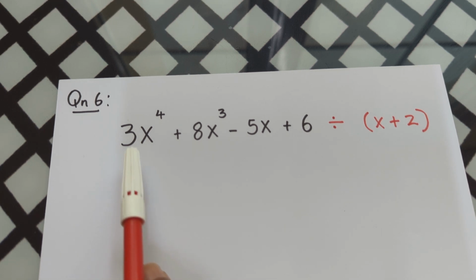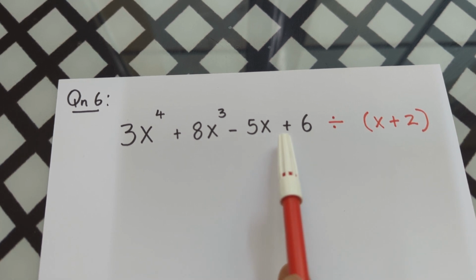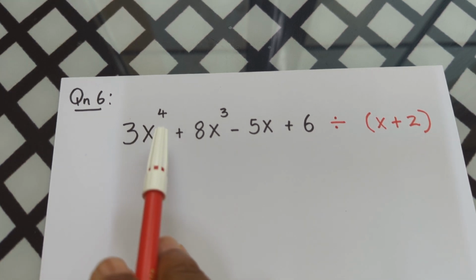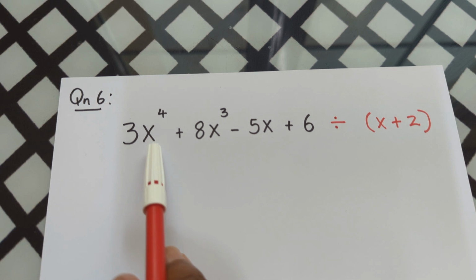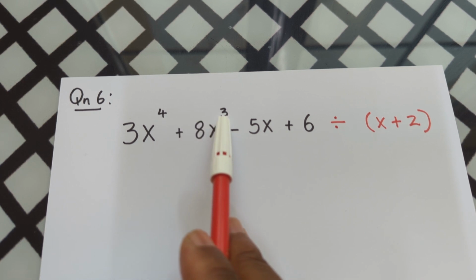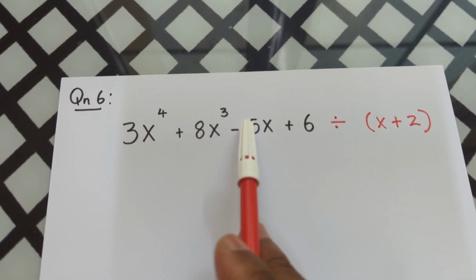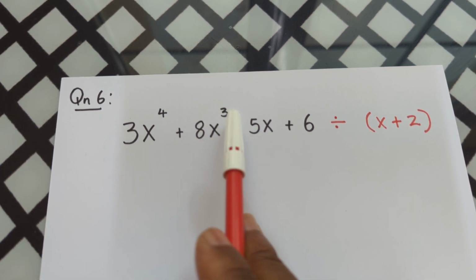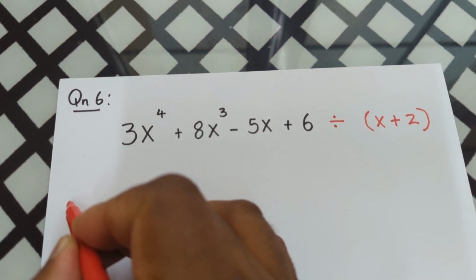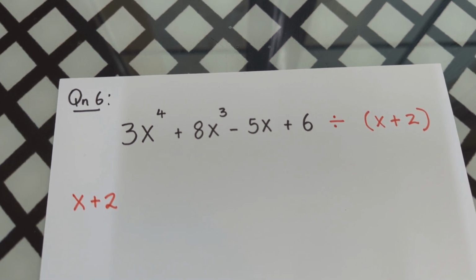In question number 6, we have 3x to the power 4 plus 8x cubed minus 5x plus 6 divided by x plus 2. So if you look at the exponents of our variable x, the first exponent, which is our degree, is 4, followed by 3, then followed by 1. So an exponent of 2 is missing. We have 4, 3, 1, and 0. So what we need to do is rewrite our polynomial and add a 0x to the power of 2.